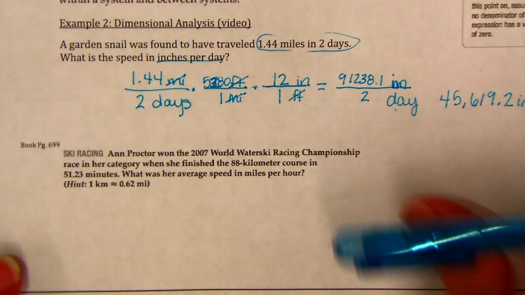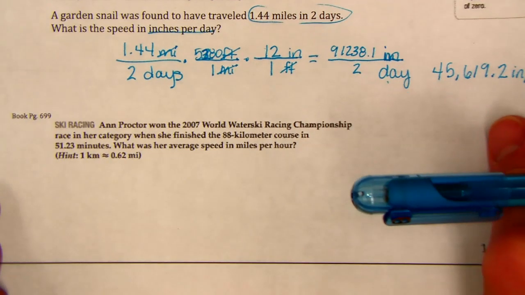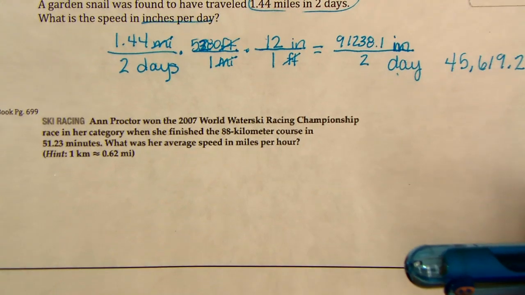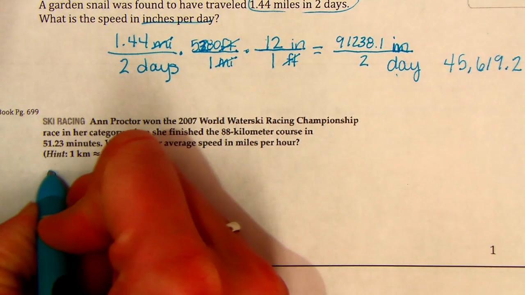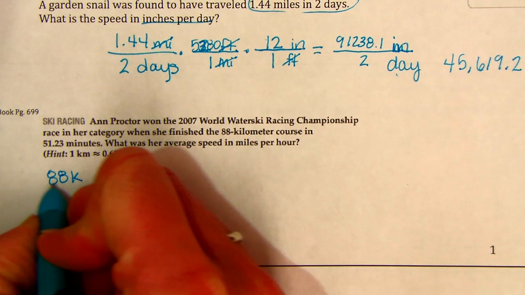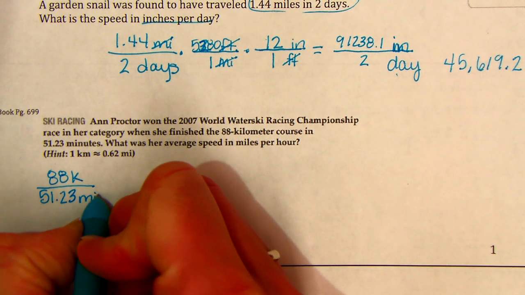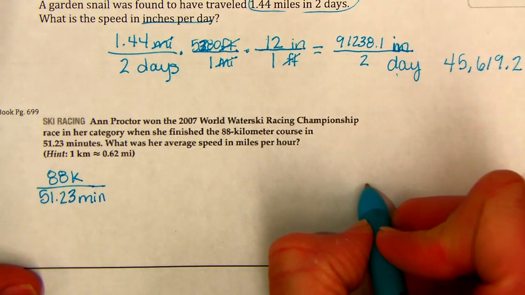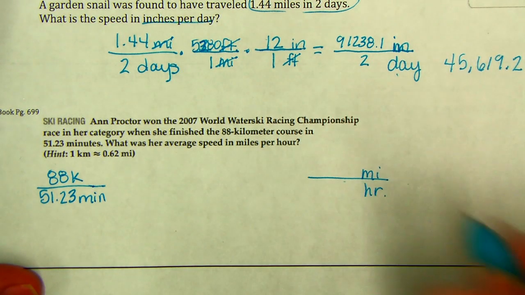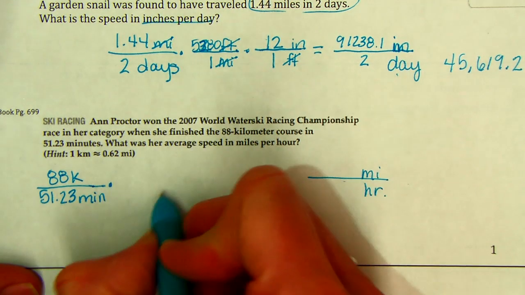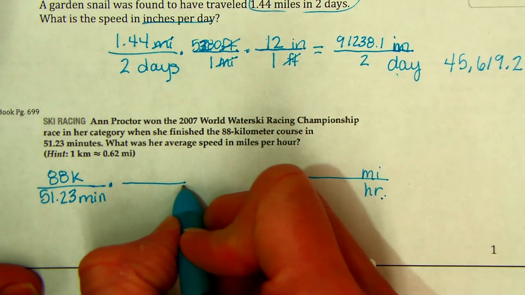That's pretty good. So I start with the first one that they give me, which was 88 kilometers per 51.23 minutes. And then I think about what I need to get over here, which is miles per hour. So easy peasy, lemon squeezy. I'm going to change my minutes to hours. So since hours needs to be in the bottom, and I'm getting rid of the minutes up here, I got 60 minutes per 1 hour.